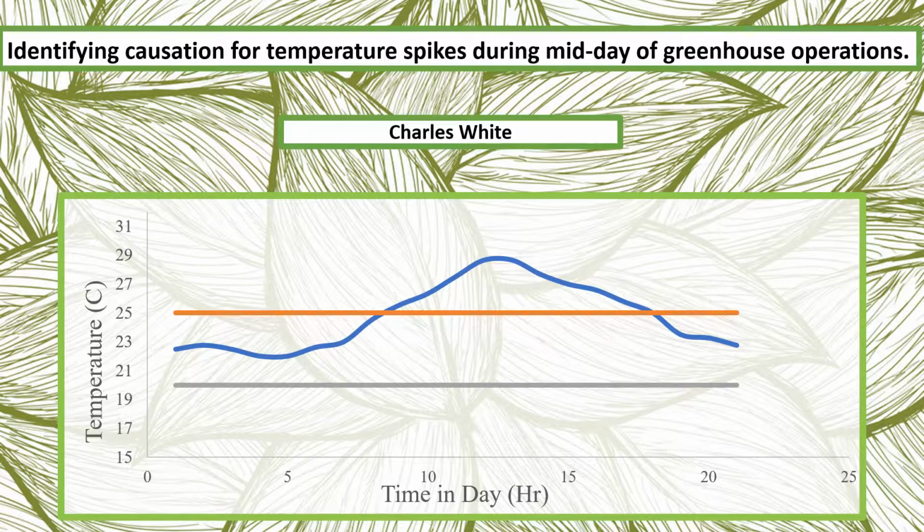Hello. My presentation is on identifying the reason why there are temperature spikes in the BYUI greenhouse operations. What you can see in front of you is a figure of temperature versus the time of the day, where the temperature reaches a maximum in the middle of the day. The orange line and the gray line represent programmed tolerances within the software.